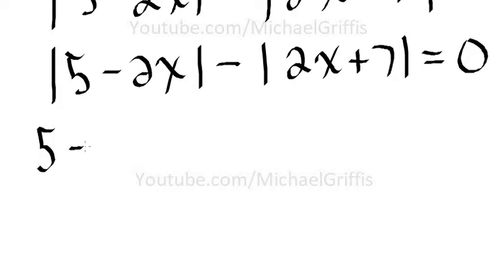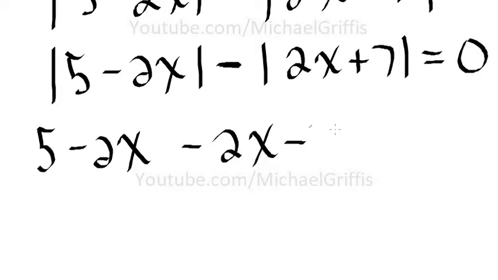So we have 5 minus 2x. Now this minus sign here is going to have to be distributed across. That's going to be minus 2x minus 7 is equal to 0. Now that's one of our equations. Now remember, we drop the absolute value, we write two equations. Well, that's one of them.